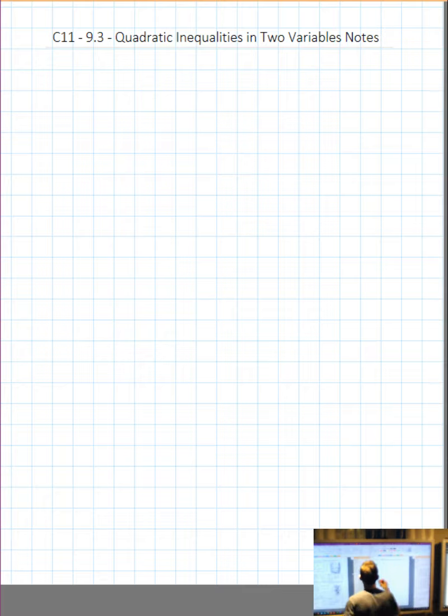Okay, graph the following inequality. Y is less than or equal to x squared minus 4.